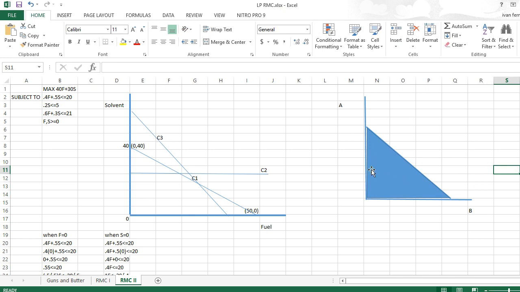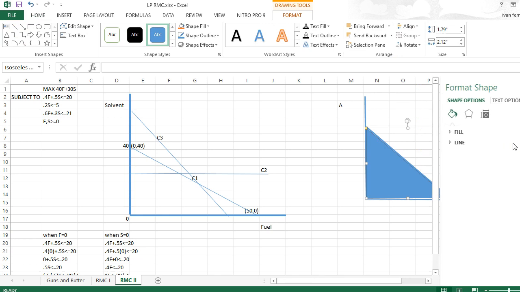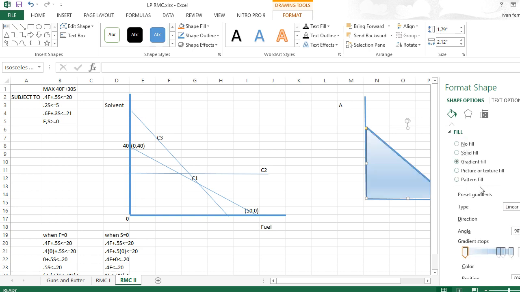There you go. That's your feasibility area right there. Everything to the left of the constraint. And if I change the, let me change the transparency. No, I want a solid. Just gonna make it gray. Okay, better.